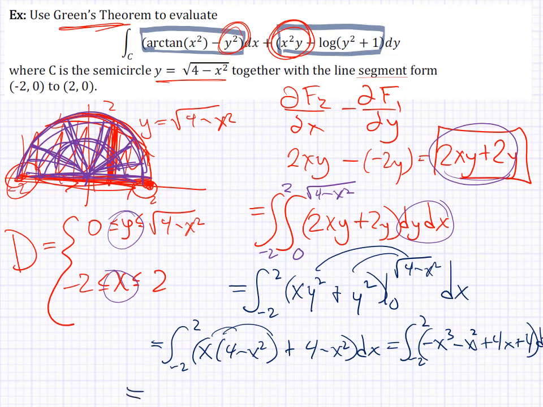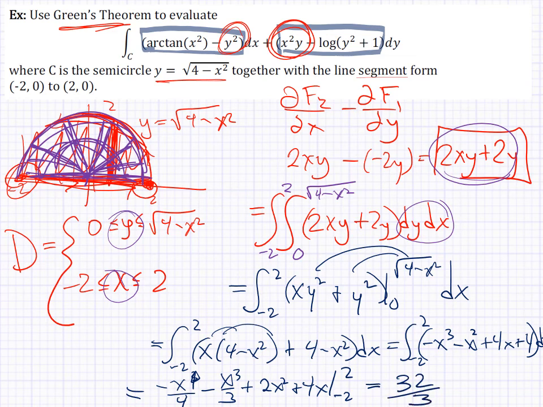So once I integrate with respect to x, I have minus x to the 4th over 4 minus x to the 3rd over 3 plus 2x squared plus 4x. And that'll be between -2 and 2. So once I plug -2 and 2 into that and evaluate, just do the basic computation, I end up with 32 over 3 as the final answer. And again, done using Green's theorem because of what we had in front of us.